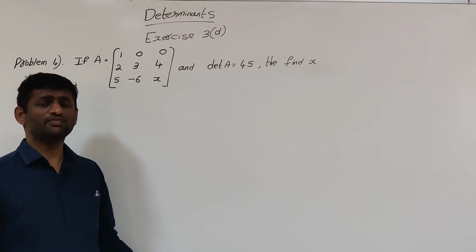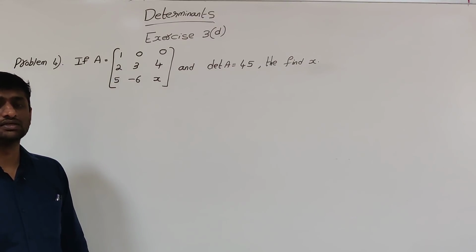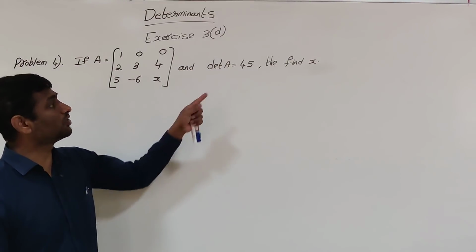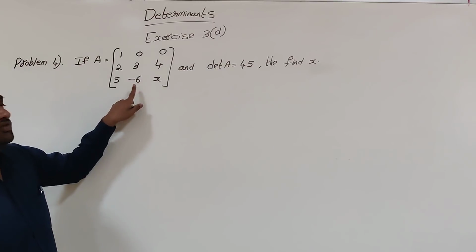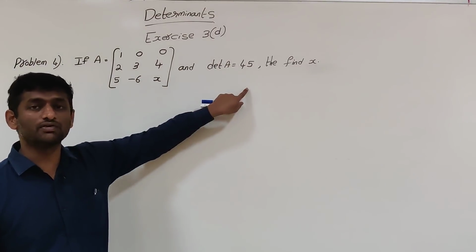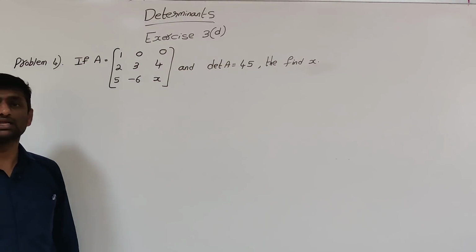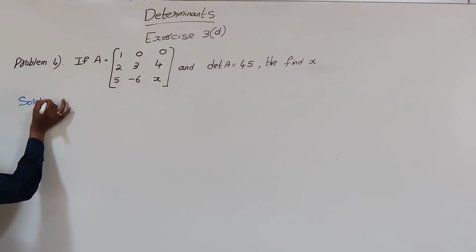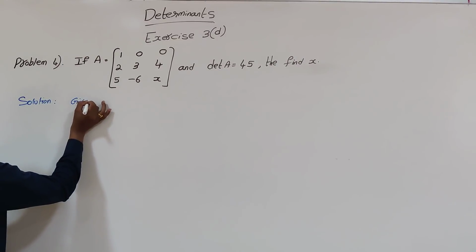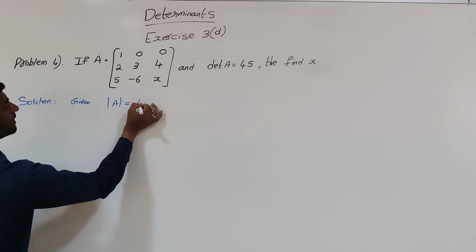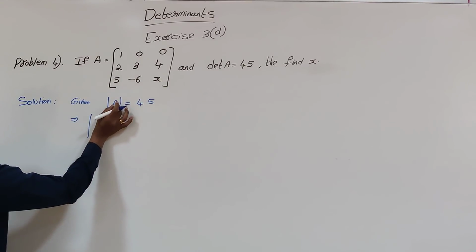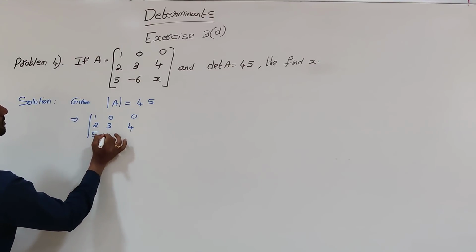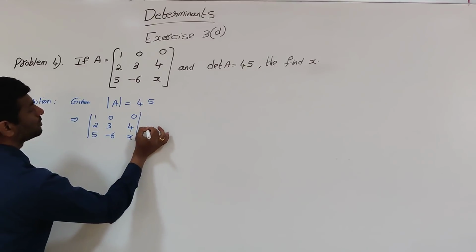Next question. If A is again a 3 by 3 matrix and the determinant of the matrix is given, he is asking what is the value of x. The determinant of this matrix is given as 45. If it is 45, then what will be the element x in the 3 by 3 matrix? Solution: given determinant of A is 45, means the determinant with rows 1, 0, 0; 2, 3, 4; 5, minus 6, x is equal to 45.